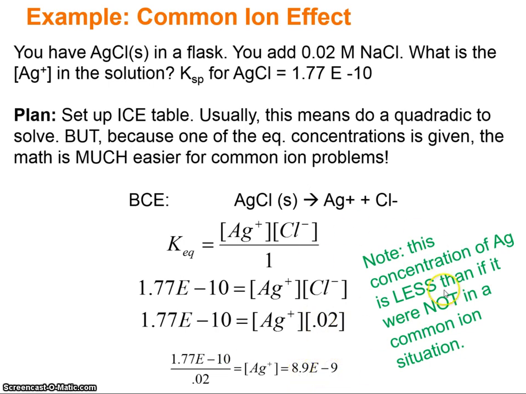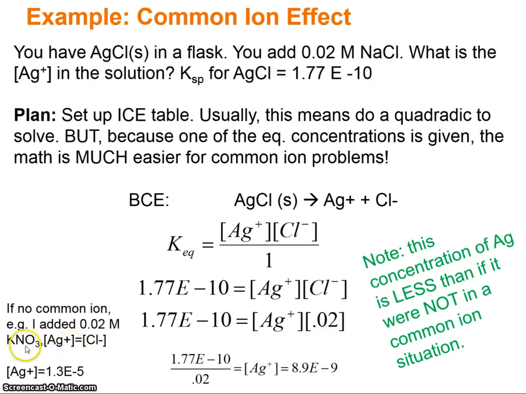This concentration is a whole lot less than it would be if I just had the Ag and Cl with no common ions. So if I put in something that was not common to either of them, like potassium nitrate, my concentration of silver would be the square root of K, or 1.3 times 10 to the minus 5. So I got 1.3 times 10 to the minus 5 with no common ion.